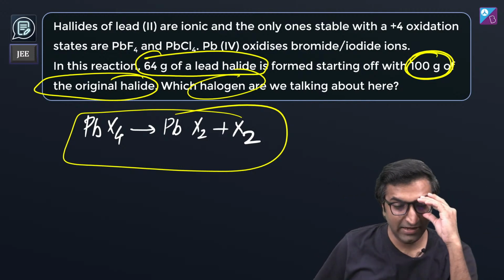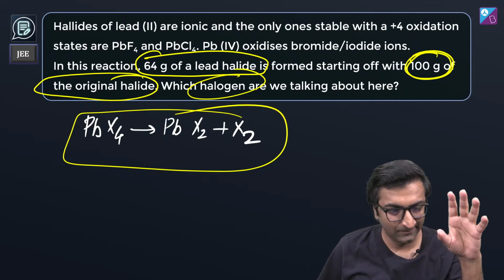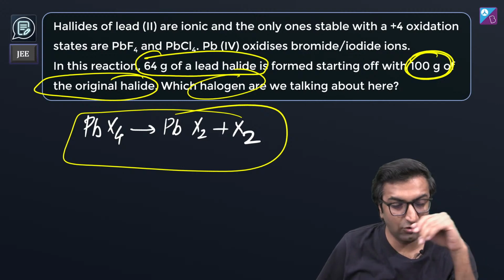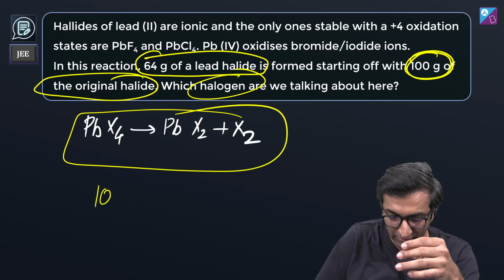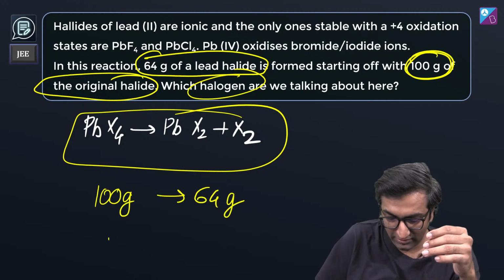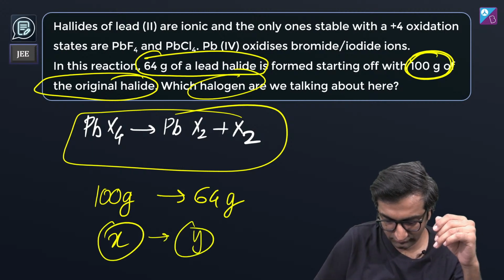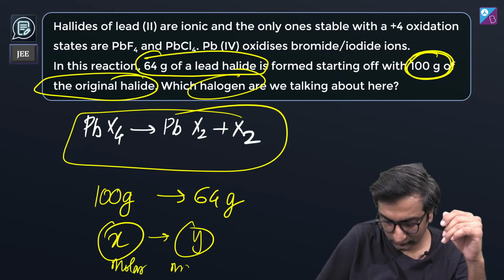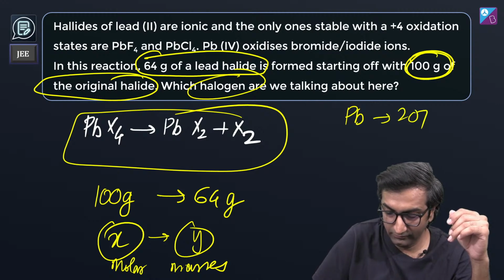अरे कुछ redox नहीं करना है, बहुत straightforward है. It's very straightforward. Okay, how do you get fluorine, Divyansh? Please tell me. It's like this. 100 grams gave me 64 grams. So X will give me Y. What is this X and Y? These are molar masses of what? Pb is 207.